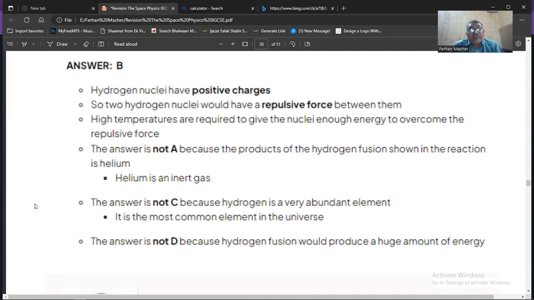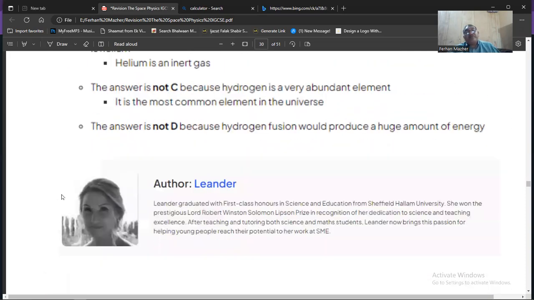The answer is not A because the product of the hydrogen fusion shown in the reaction is helium. Helium is an inert gas. The answer is not C because hydrogen is a very abundant element. It is the most common element in the universe. The answer is not D because hydrogen fusion would produce a huge amount of energy.